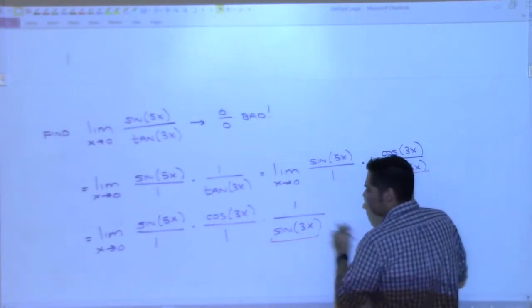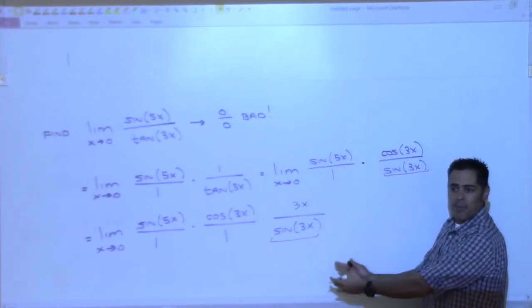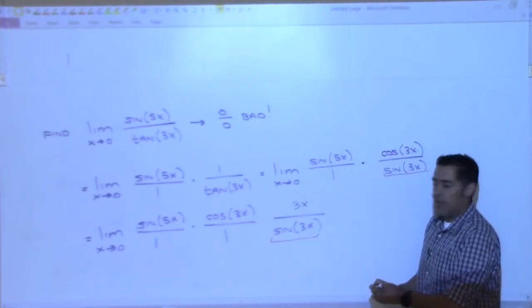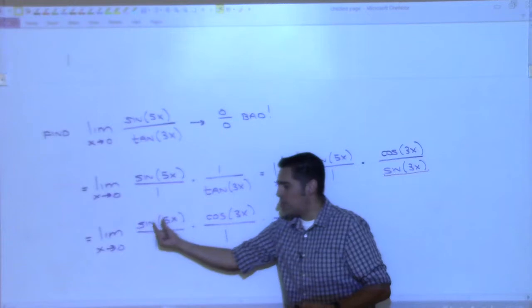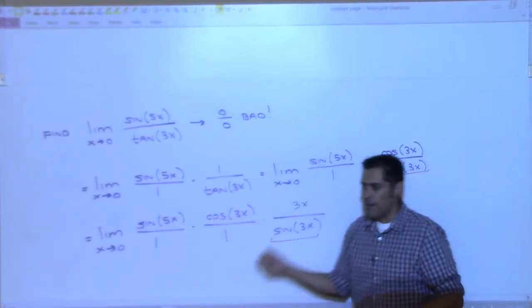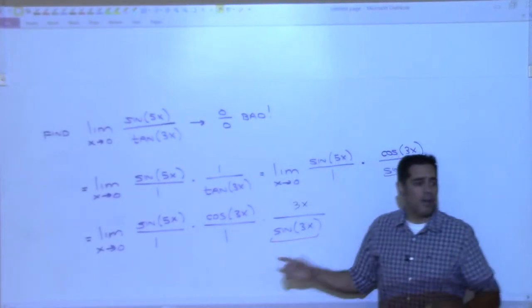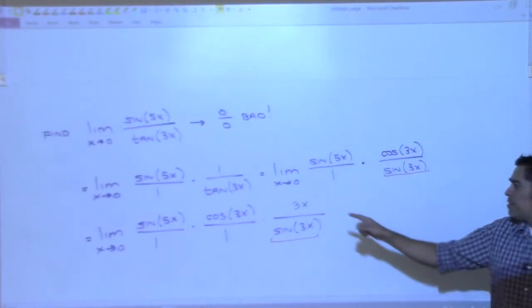So imagine, if you could right now, that there is a 3x right there. And don't write it down, but let's just imagine. If that was there, then what would this limit be? 1, right? And then we wouldn't have any problems. This would go to 0, this would go to 1, and this would go to 1. And so you'd have 0 times 1 times 1, and your answer would be 0, if there was a 3x there.